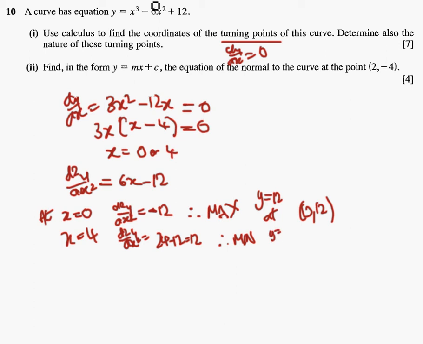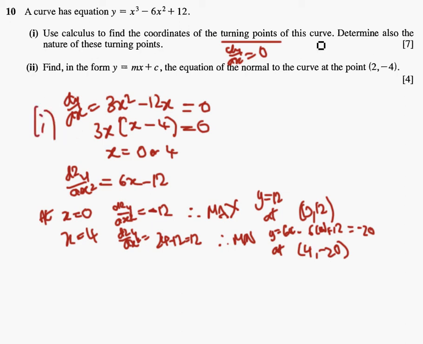For the second one, y equals 4 cubed minus 6 times 4 squared plus 12. Quick bit of calculation: 4 cubed is 64, minus 6 times 16, plus 12 is minus 20. So there is a minimum at (4, minus 20). And those are your turning points. One's max, one's min. So we've determined the nature of the turning points. Well, we've done the whole thing. That wasn't too long, was it?